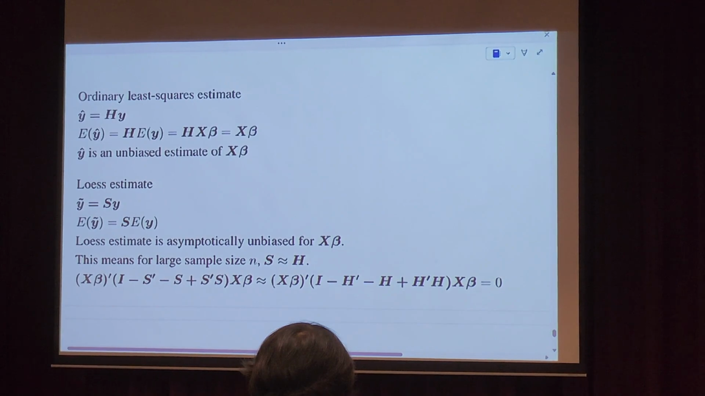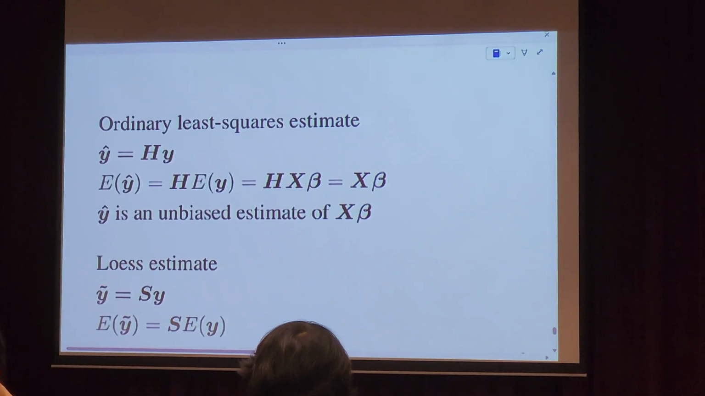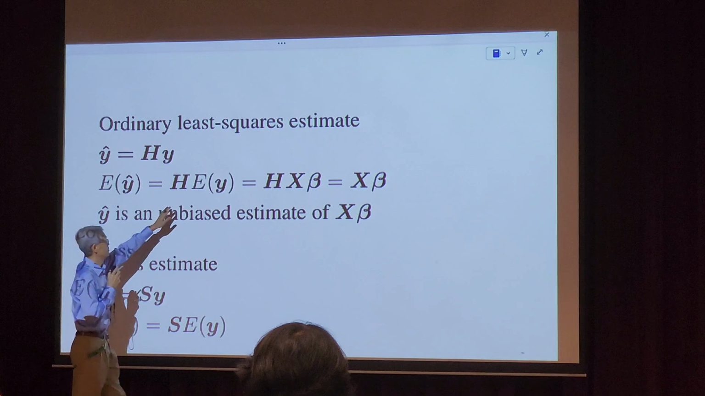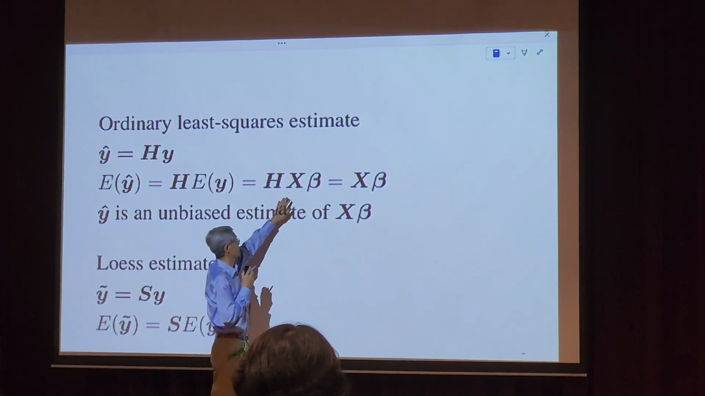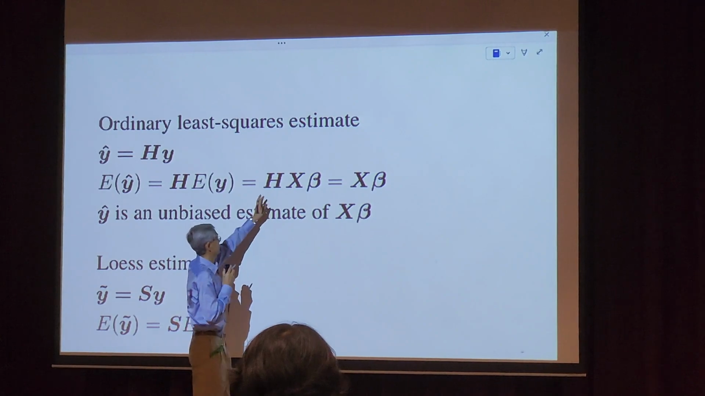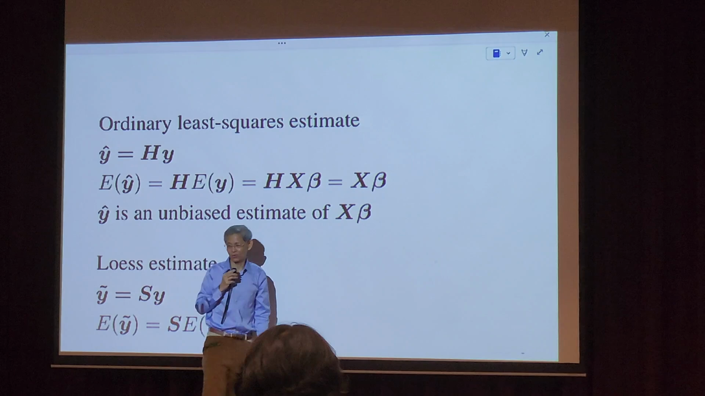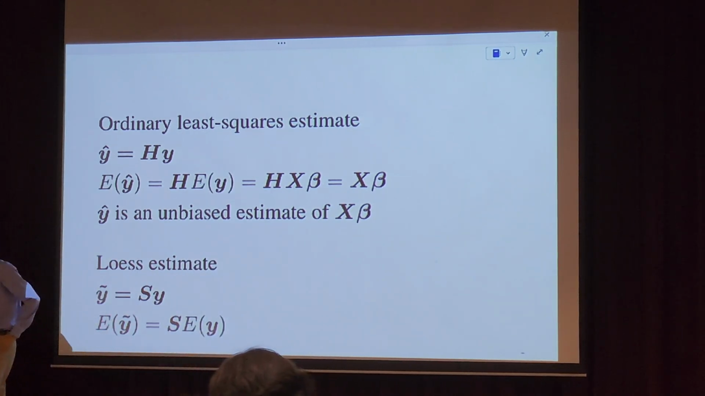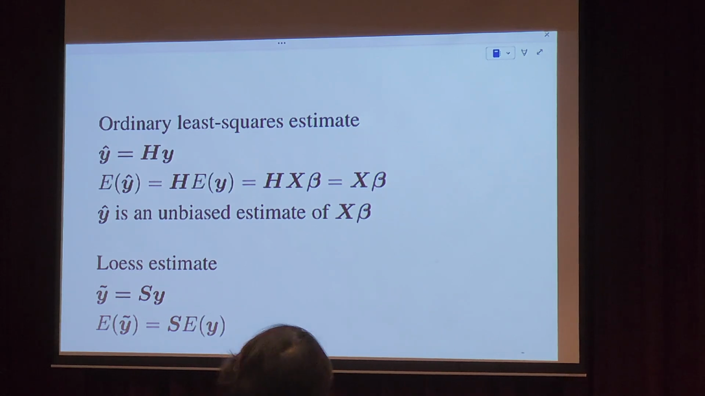So we need to come to this. For the ordinary least squares estimate, y hat is H times y. Okay? So the expected value of y hat is H times the expected value of y, which is X beta. HX is what? HX is X. So we know the expected value of y hat is X beta. In other words, y hat is an unbiased estimator of X beta.